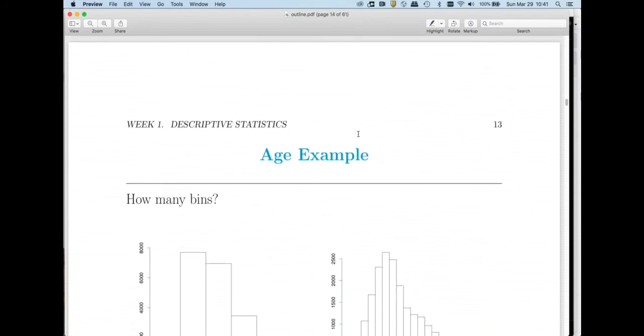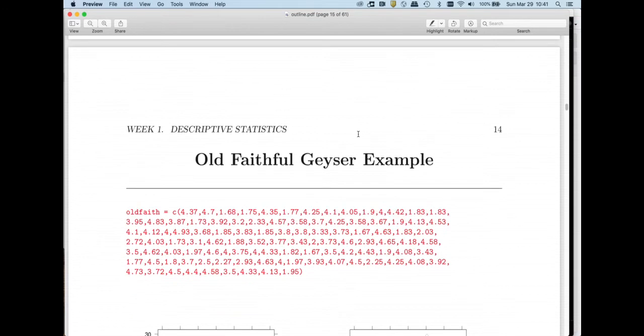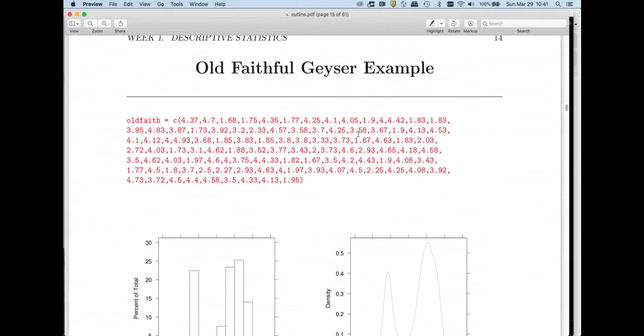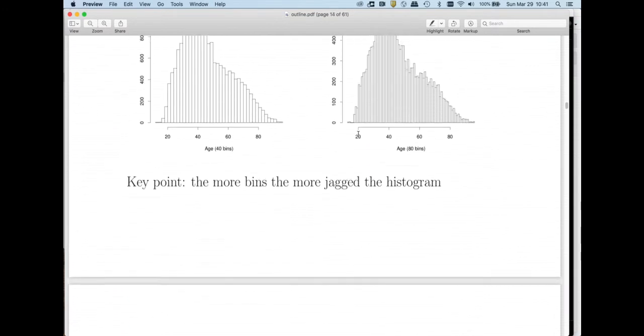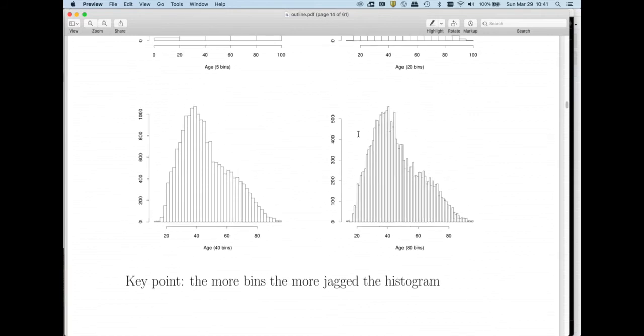One more example. Well, actually, before I do that example, I'm just going to mention a term.